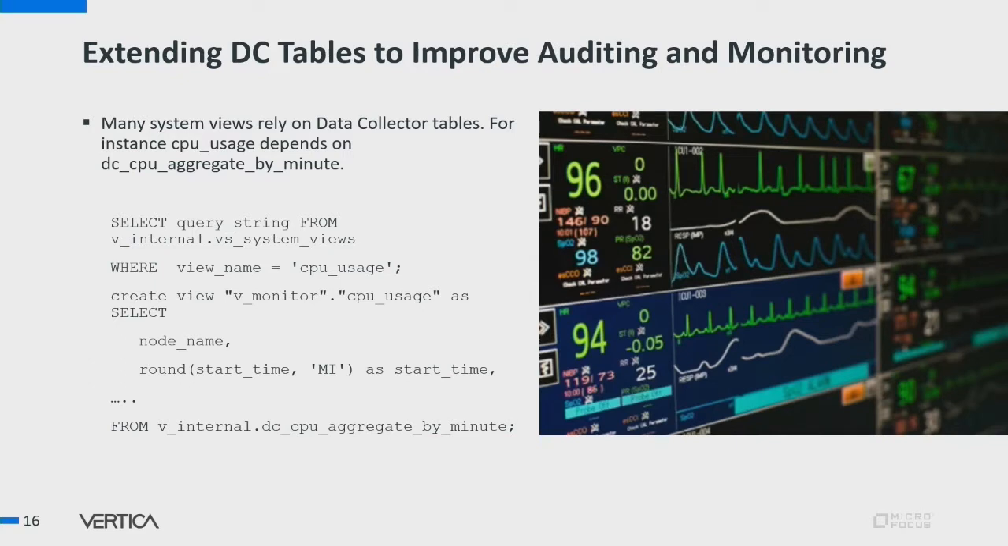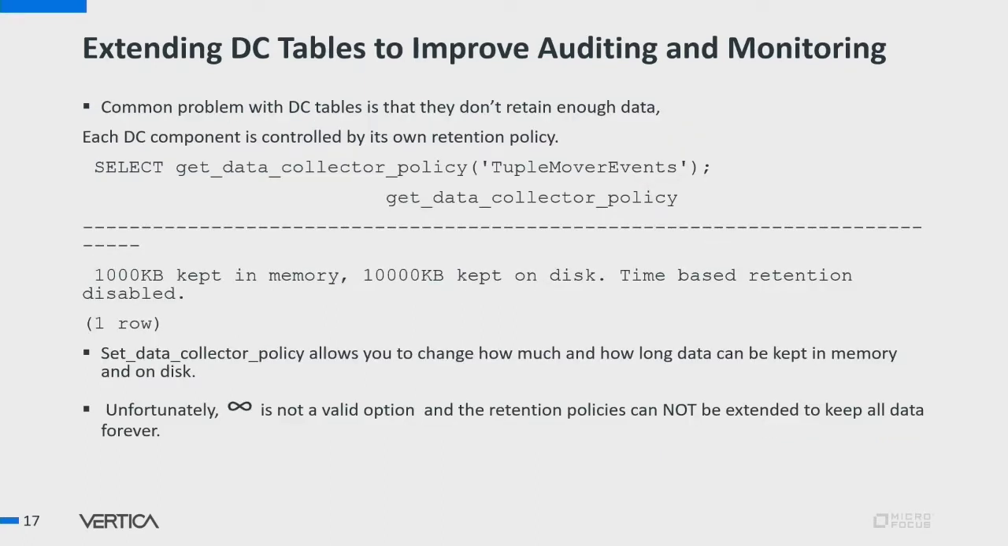Data collector tables are also key to a number of system views. For instance, the CPU usage system view depends on the DC CPU aggregate by minute DC table. The common problem with DC tables is that they don't retain enough data. So for some DC components, realistically, you won't be able to keep more than a few hours worth of data. And that becomes a problem if you have to analyze a problem that occurred the day before.